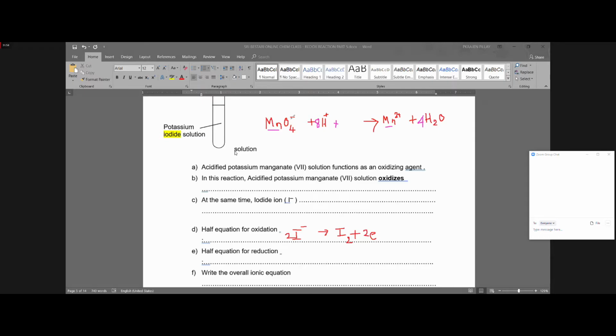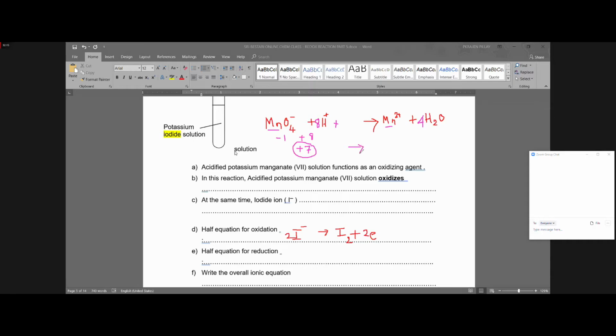Okay, what is the total charge here? MnO4 minus, so it's negative 1. Is that correct? Plus, okay, what's the total charge here? Here is plus 1 times 8, so it's plus 8. Can you follow me? So the total charge here becomes minus 1 plus 8, which is plus 7. Alright, plus 7 here.